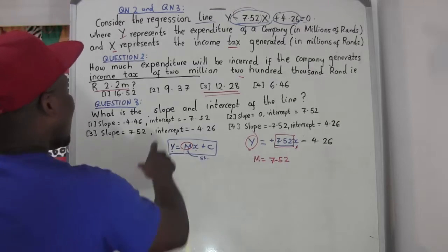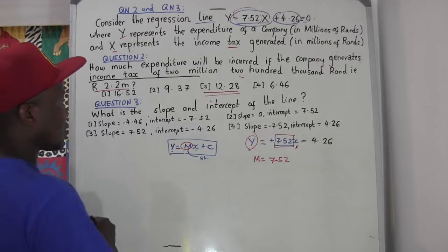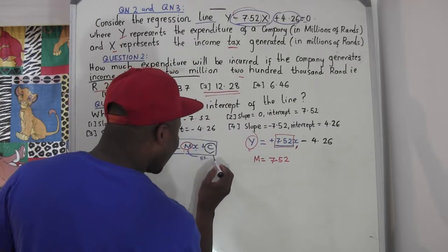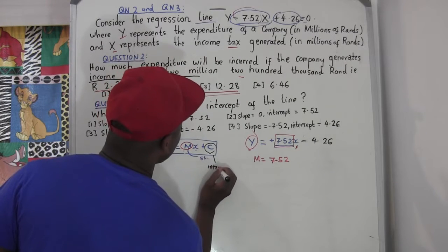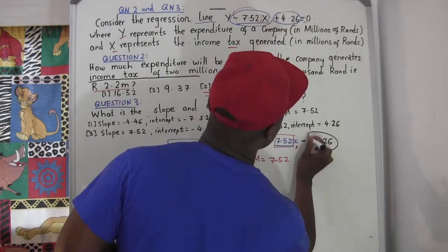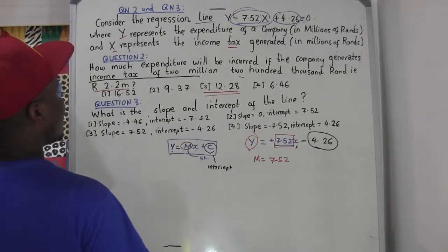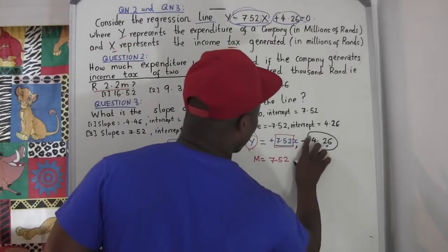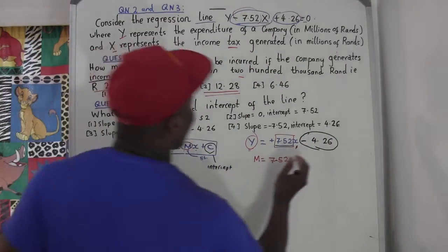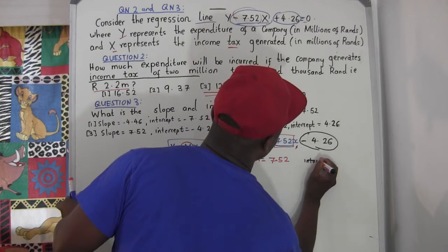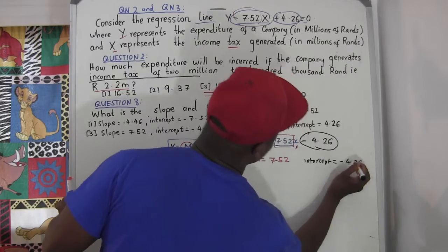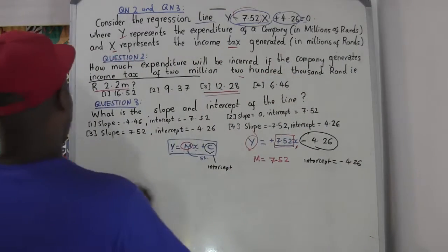Slope, and they say intercept. What is the intercept? My intercept, I told you, this is our intercept, which is sometimes called the y-intercept. Our intercept is this number, this one here. When you take it, you must take it with its sign. So intercept equal to negative 4.26.